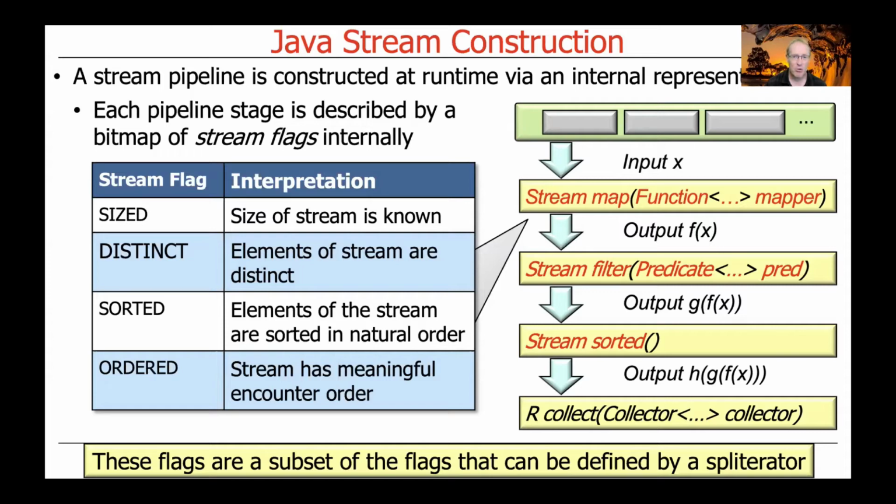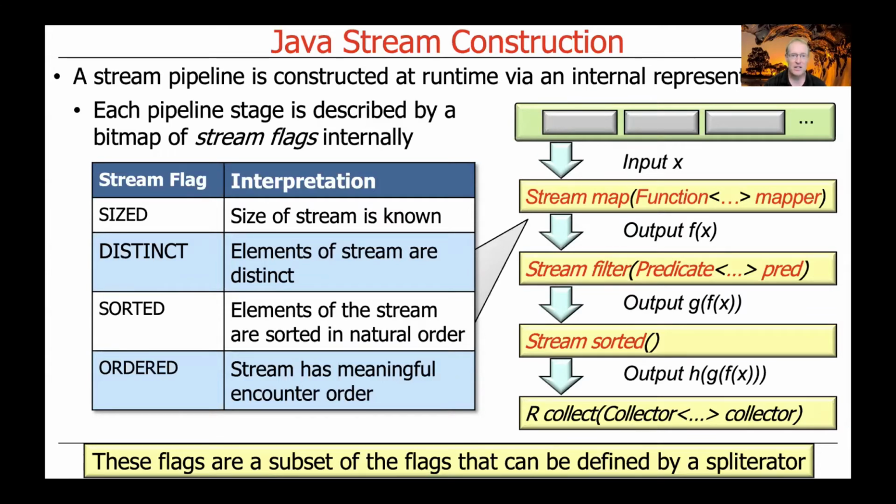Another flag is called distinct, which says the elements of the stream are unique. So for example, if something is originating from a set, then we know that it's going to have unique elements because sets can't contain any duplicates. Conversely, if it's something like an ArrayList or a LinkedList, then those can have duplicates. So distinct would not be set if the stream comes from those types of sources.